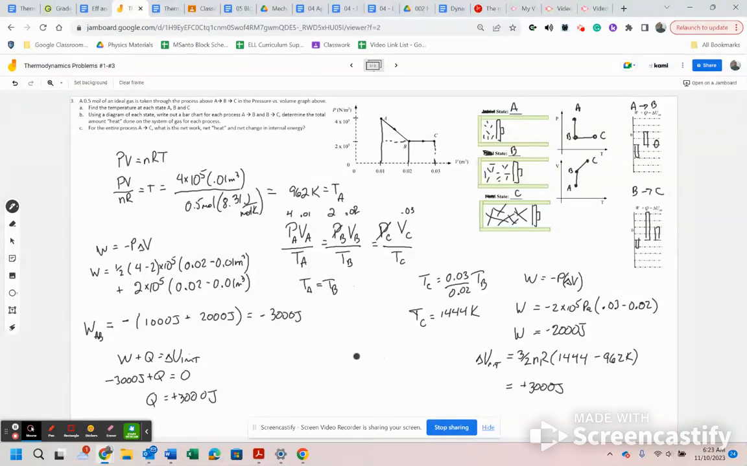So when we look at our conservation of energy for the process of B to C, we have work plus Q is equal to the change in internal energy. We have negative 2,000 joules plus Q is equal to a positive 3,000 joules. So during this time, in order for the temperature to increase and for it to expand, it has to undergo the heating process. Q is 5,000 joules.